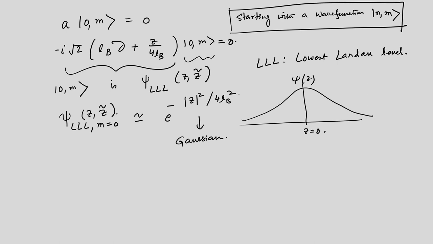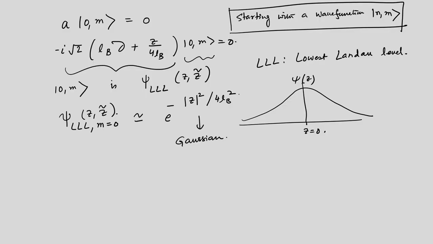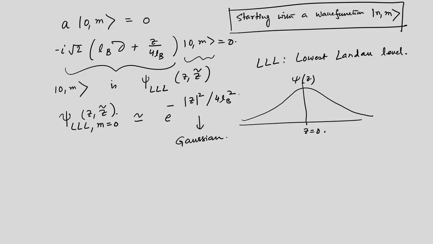As you go to larger and larger, or rather excited, states, you'll have a polynomial coming in as a coefficient. This polynomial has properties such that corresponding to even n it's an even polynomial, and corresponding to odd n we have an odd polynomial. Thankfully, we'll be talking mostly about the lowest Landau level here, and then we should be happy with this Gaussian form that you see here.